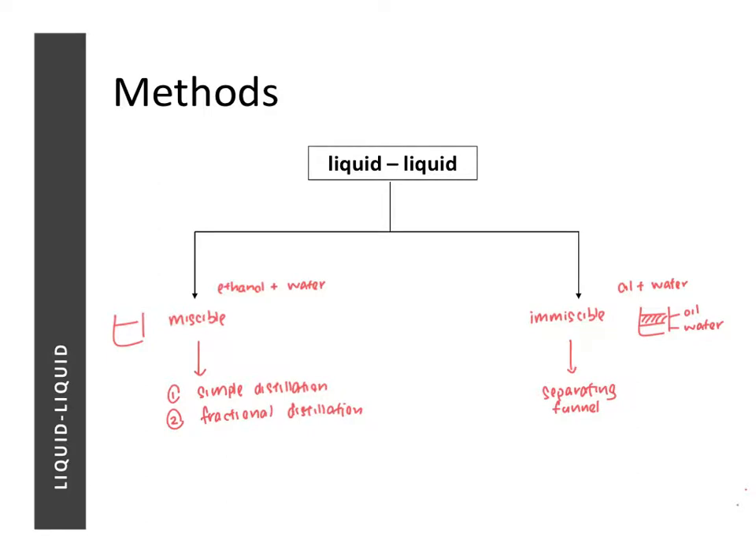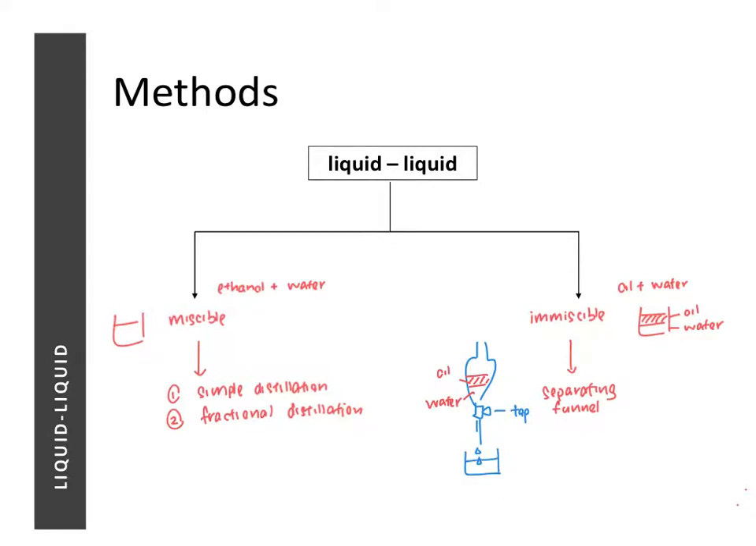So how does a separating funnel work? A separating funnel looks like this. All we need to do is to pour the mixture into the separating funnel. So I have oil and I have water. At the bottom of the separating funnel, there's actually a tap. So what happens when we open the tap is that your water will flow out into, for example, a beaker.